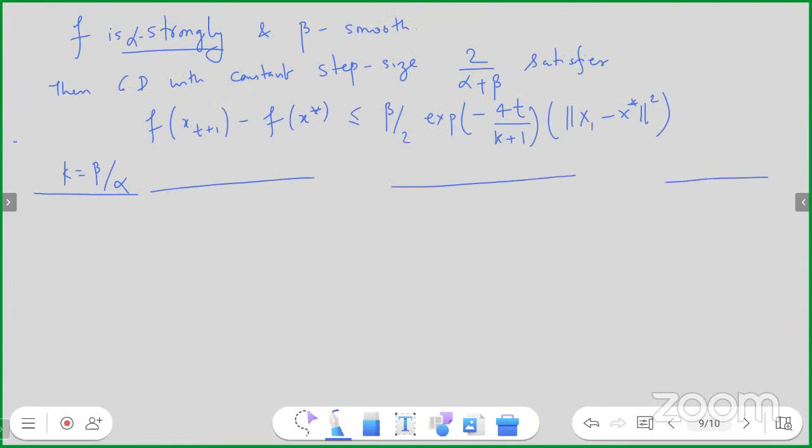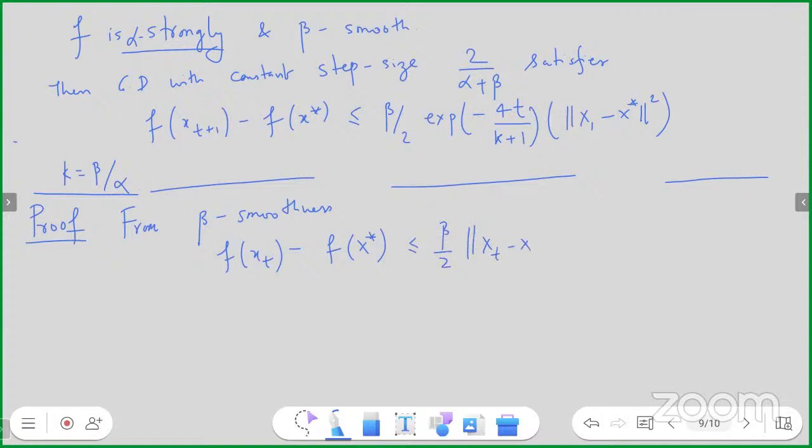Actually, a very nice, interesting, and complicated exercise. It's not simple. Okay, so proof of the theorem. From beta smoothness, what do I get? F of xt minus f of x star is less than or equal to beta by 2 times xt minus x star whole square.